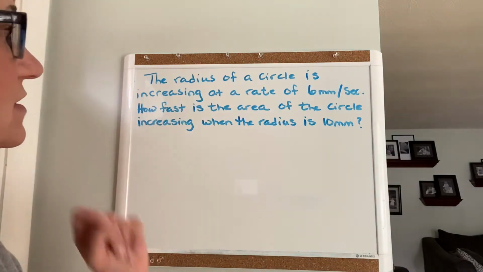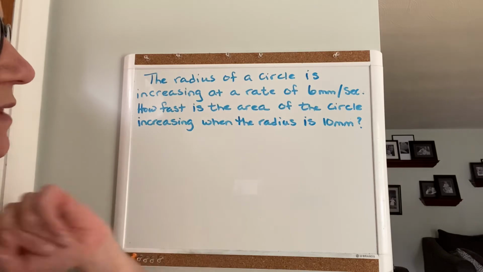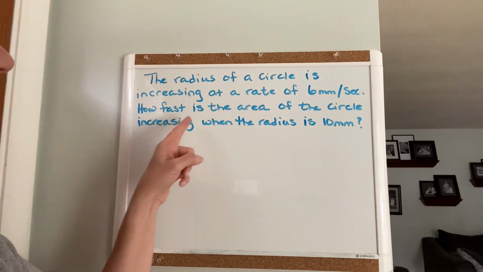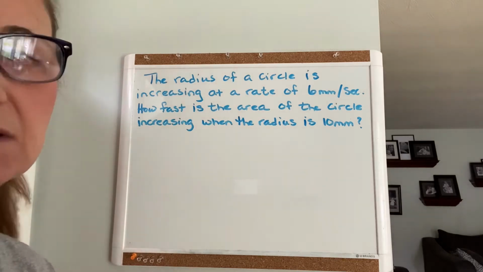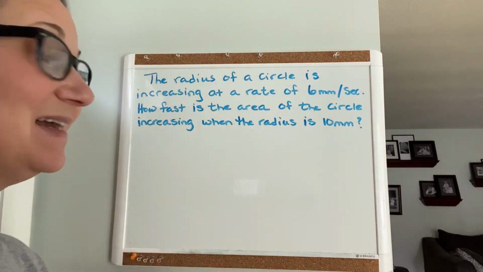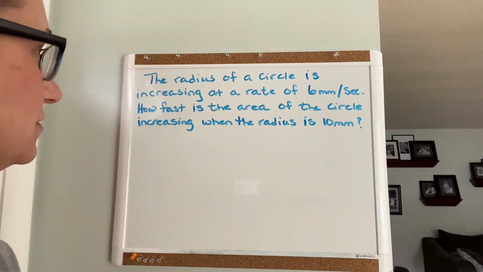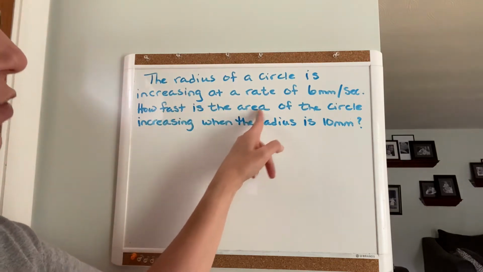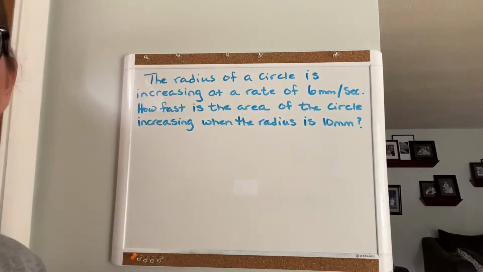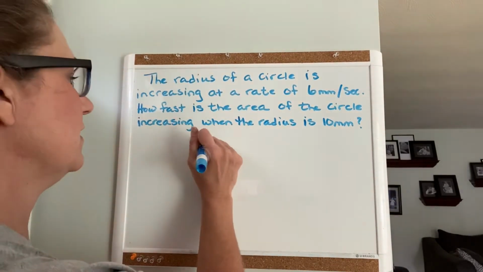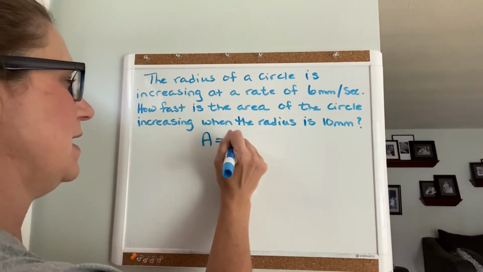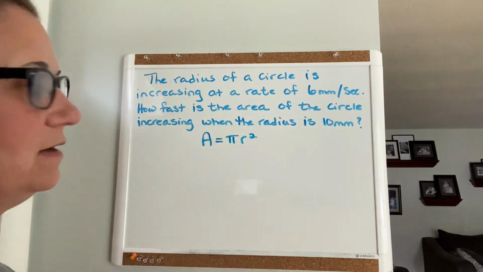And that puddle keeps getting bigger and bigger, but in a circular motion. So the radius of a circle is increasing at the rate of 6 millimeters per second. I want to know how fast the area of the circle is increasing when the radius is 10 millimeters. So again, you have to know what formula to use. It says how fast is the area of the circle increasing? So that right there tells you you need the area of a circle. All right, so area of a circle is pi r squared.